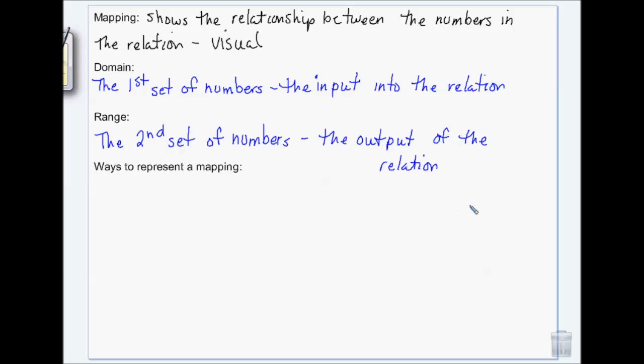Okay, so that's the second set of numbers. So the domain is the input, the things you put in, and the range is what you get out. So like if you're baking a cake, the domain would be like eggs, milk, sugar, flour.